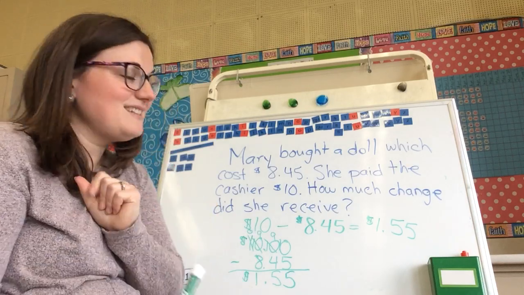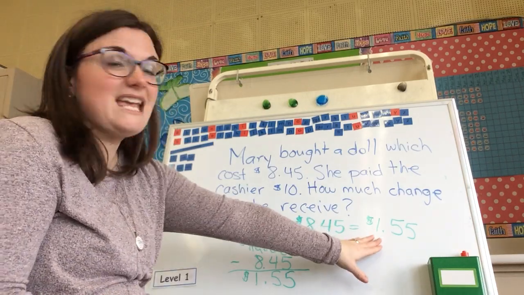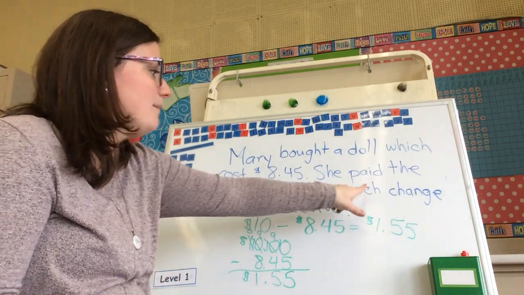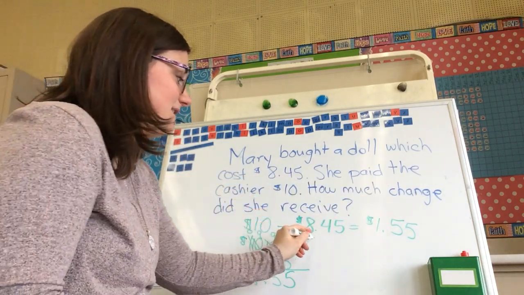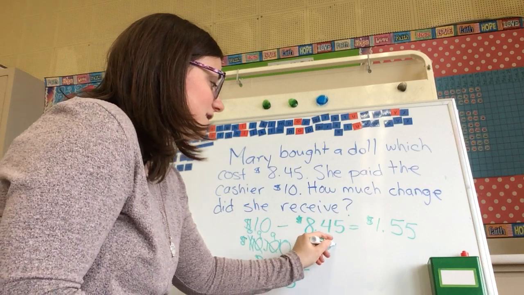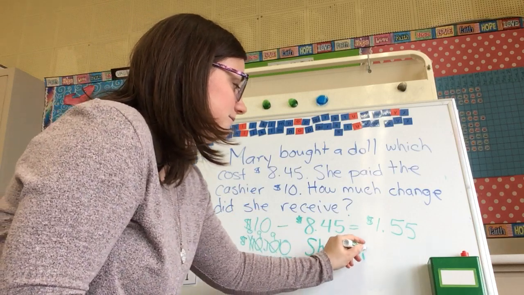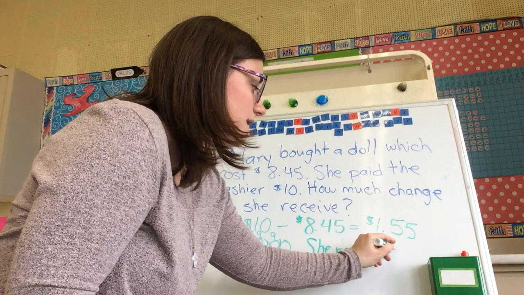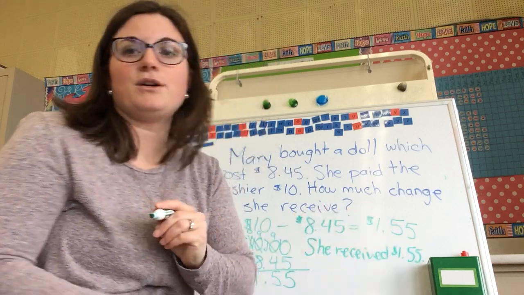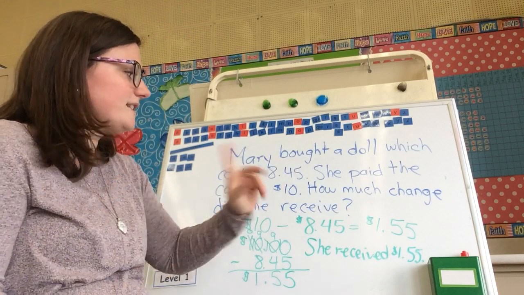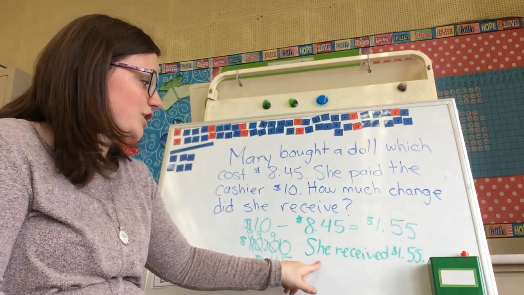But we're not done yet. I showed how I got the answer, but I have to answer the question. How much change did she receive? What could be my sentence? She received, remember all the spelling of the words are right in the question, $1.55, and I put a period. So the words that I'm going to spell are always in the question. She received $1.55.